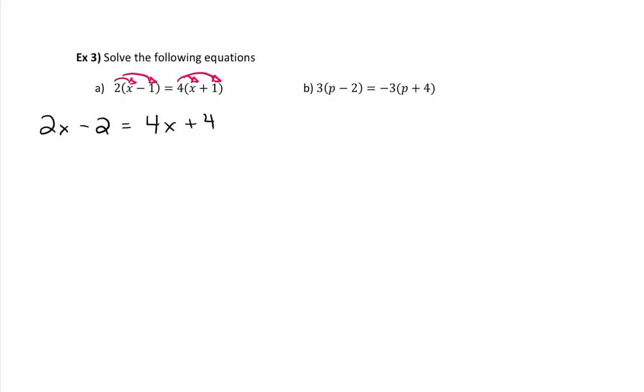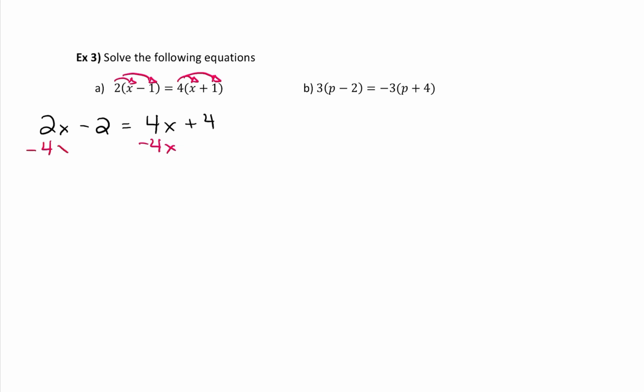I like to get the x's together first. Some people like to get the constants together first. There's really a few different ways you could do this. As long as you're showing your work, the work is correct, and we're all getting to the same place at the end. So I'm going to choose to move the 4x over by subtracting 4x.